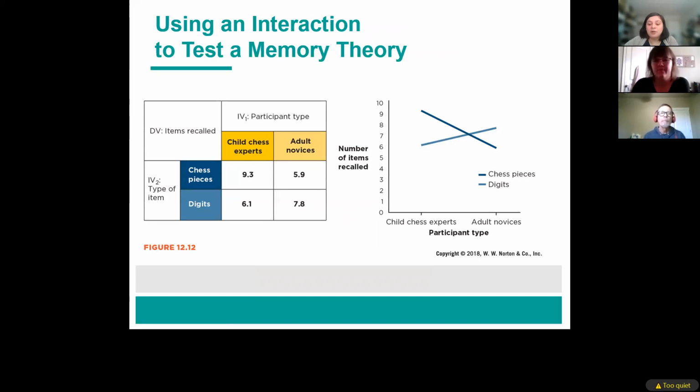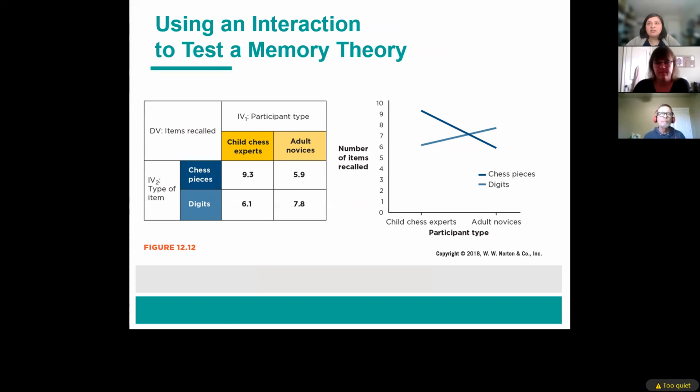And they had an independent variable. They had them memorize either digits, like 1, 4, 8, 12, et cetera, or they had them memorize chess pieces. Again, the child experts might be really good at remembering the chess pieces because they know a lot about chess versus the digits. The number of items recalled was a dependent variable. So how many digits versus how many chess pieces you remembered.